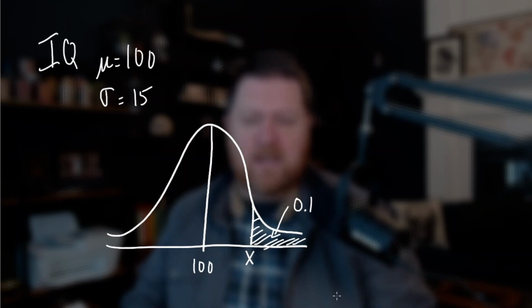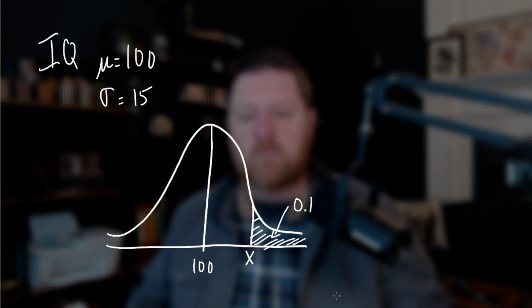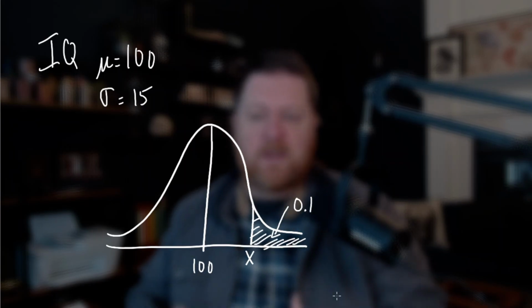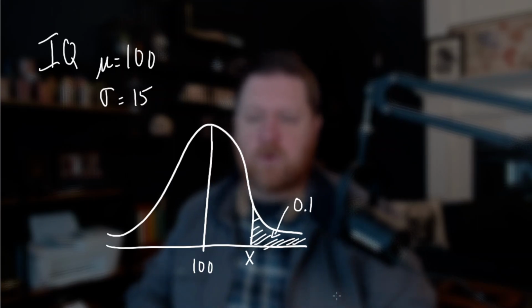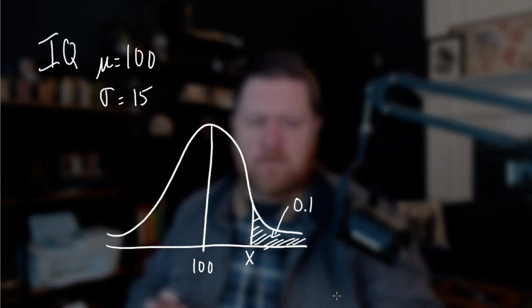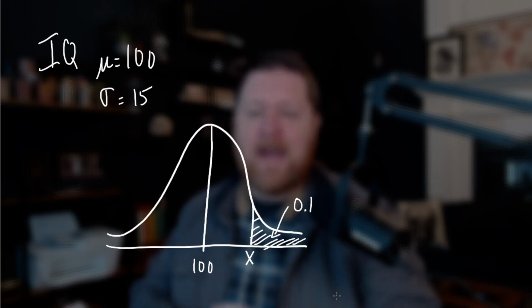Maybe we're trying to get into some kind of elite academic organization, and they say to get in here, you have to score in the top 10% of all people on this IQ test. Well, how do they know what score to actually set that at? So that's what we're going to go and figure out. So we're essentially going to work our 4-step process in reverse.